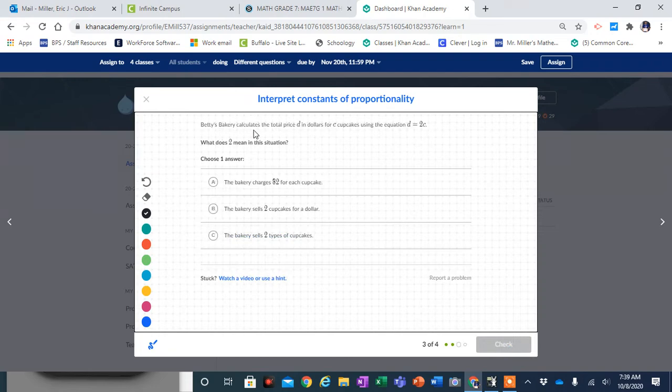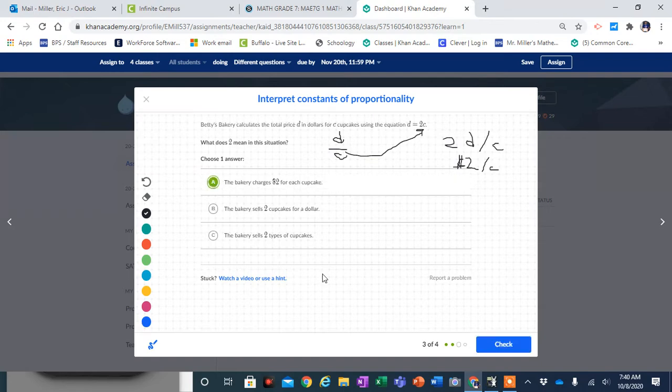All right, Betty's Bakery calculates the total price D in dollars for C cupcakes using the equation D equals 2C. What does the 2 mean in this situation? So it was dollars per cupcake. And again, the letter on the bottom always goes with the constant of proportionality. So that means this would be $2 per cupcake, or rewriting that, $2 per C, per cupcake. So the bakery charges $2 for each cupcake.